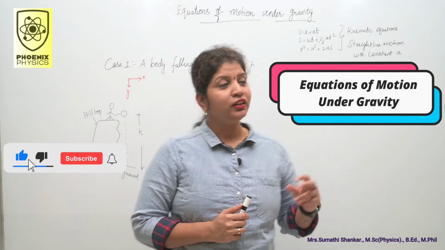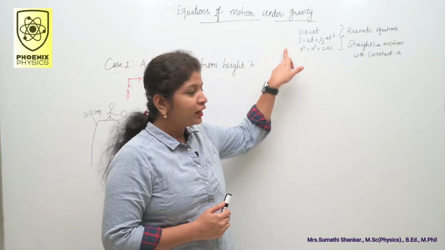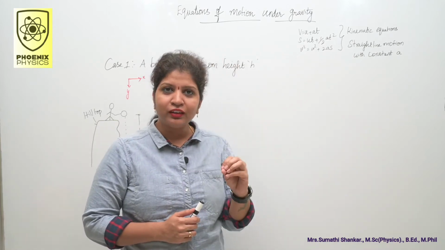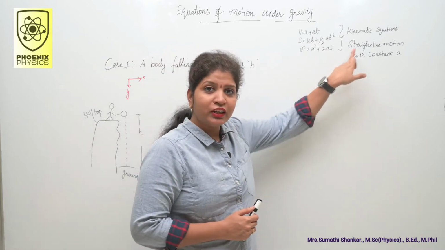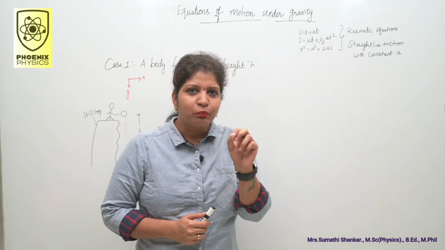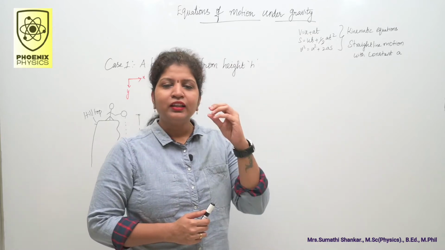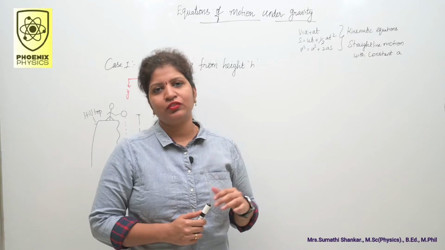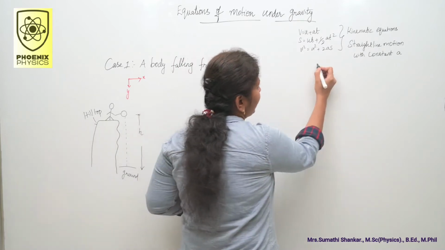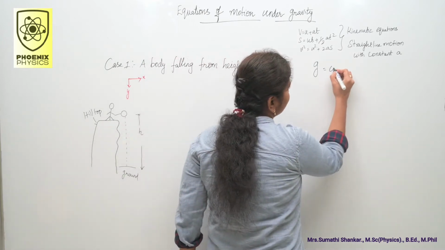Today we are going to learn equation of motion under gravity. These are all kinematic equations. You know that kinematic equations are valid only if the motion is in a straight line with constant acceleration. One example of straight line motion with constant acceleration is the motion of an object near the surface of the earth. You know that acceleration due to gravity, that is g, is constant near the surface of the earth.